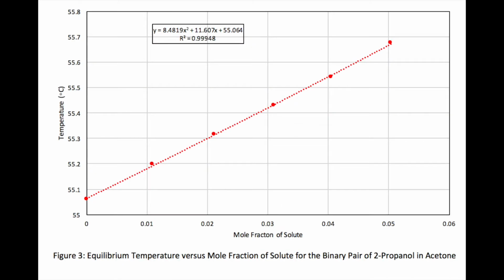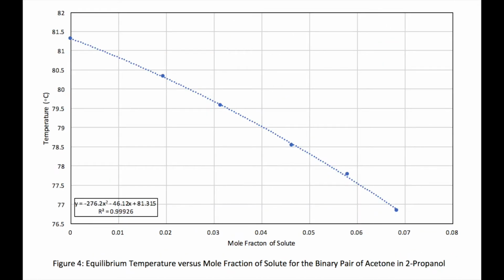With the experimental data, a plot like figure 3 can be created with 6 points, 1 point for the pure solvent and 5 points for each of the solute additions. In each case, the total mole fraction of the solute in the system after the addition is plotted versus the equilibrium temperature observed from the experimental data. The plot shown here is for 2-propanol in acetone, and this plot is for acetone in 2-propanol.